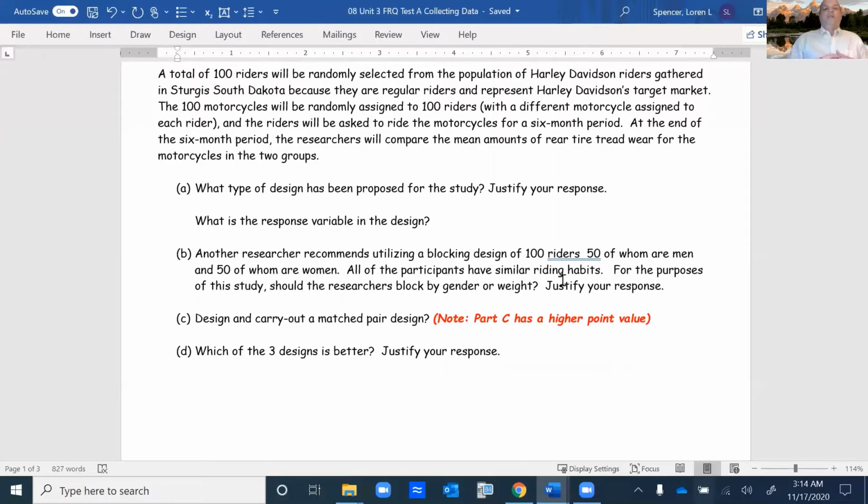For the purpose of the study, given their riding habits, should the researchers block by gender or weight?